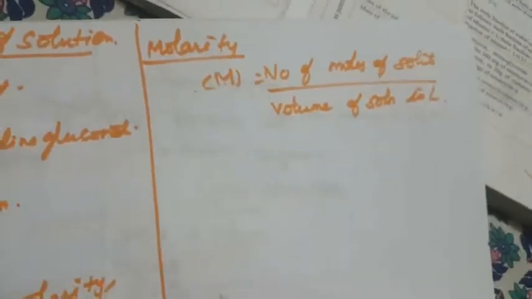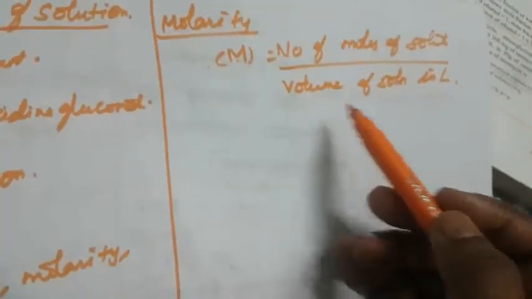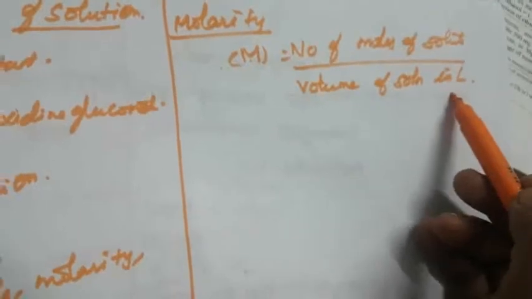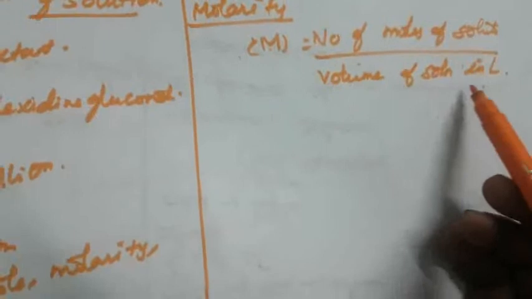So what is the difference between molarity and molality? Molality is equal to number of moles of solute dissolved in mass of the solvent in kilogram. Molarity is number of moles of solute dissolved in volume of solution in liter. That is called molarity.